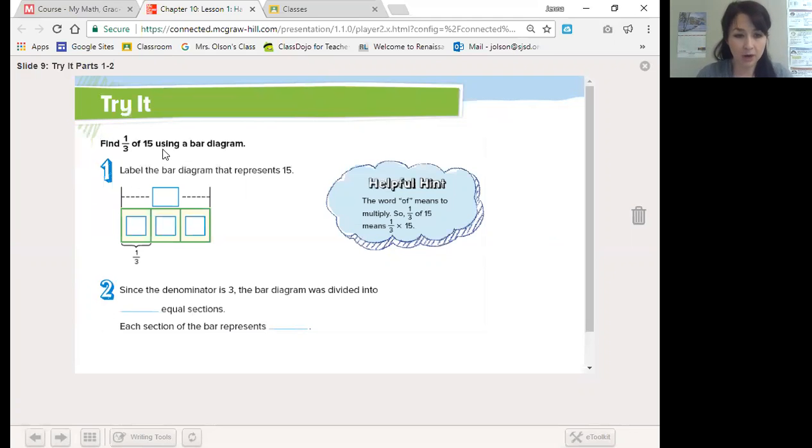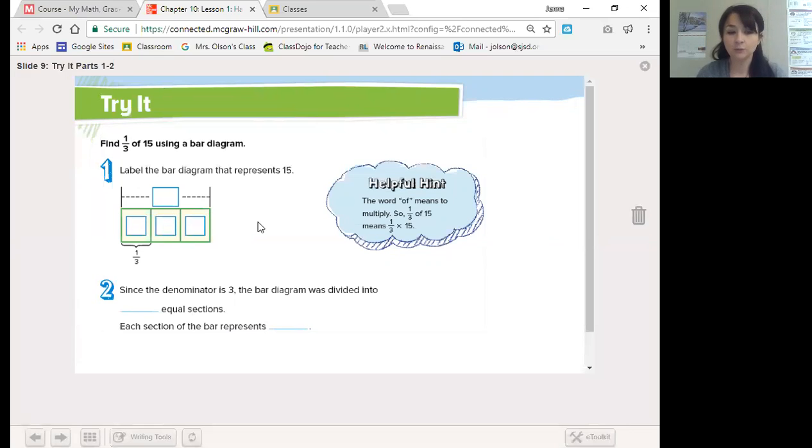So we need to label the bar diagram that represents 15. So we said that there's 15 in all. So on this top little box right here, I need you to fill in 15 because we know that the whole thing is going to be worth 15. And then we have to divide that equally into 3 groups. So we have to figure out how much 15 divided by 3 is going to be. And since I'm pretty good with my multiplication tables, I know that it's going to be 5 plus 5 plus 5. 5 3 times gives me 15. So I need you to write a 5 in each one of these boxes.